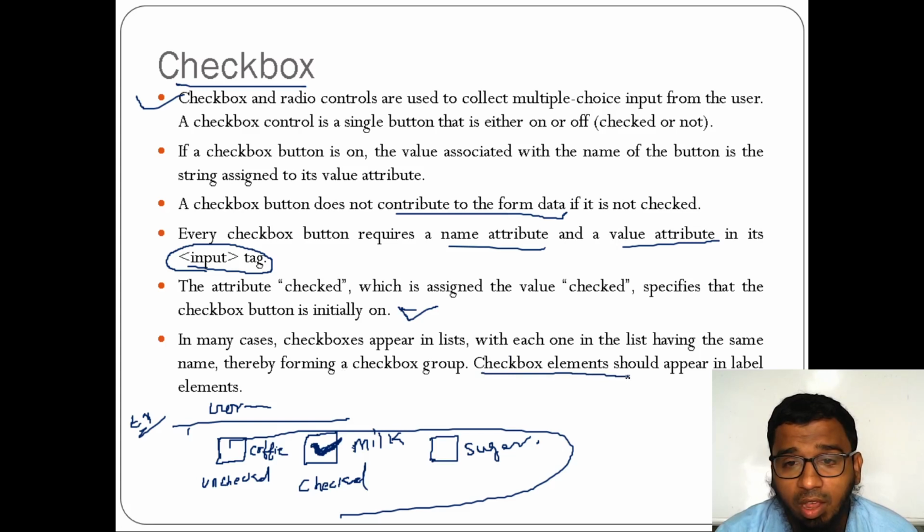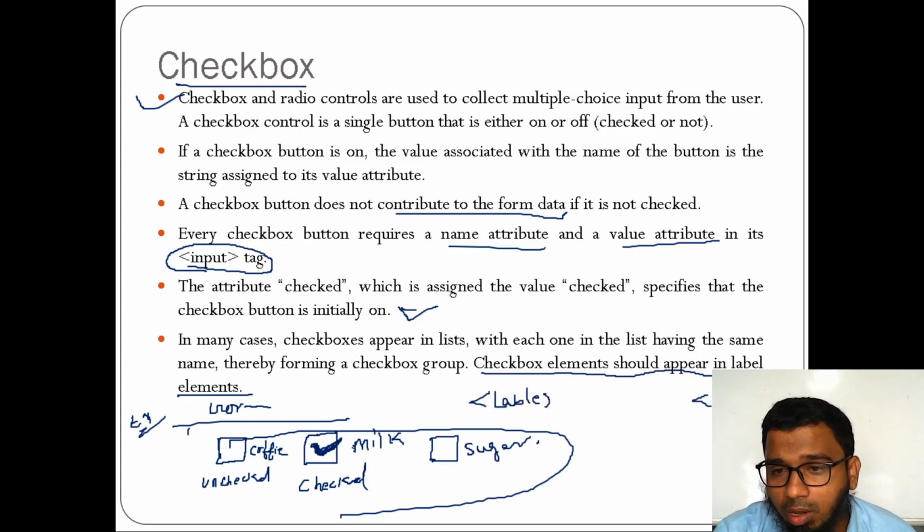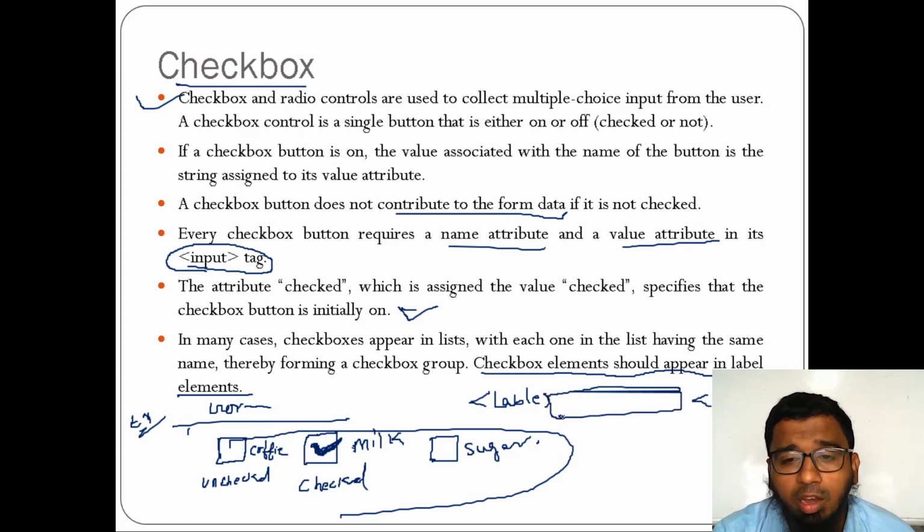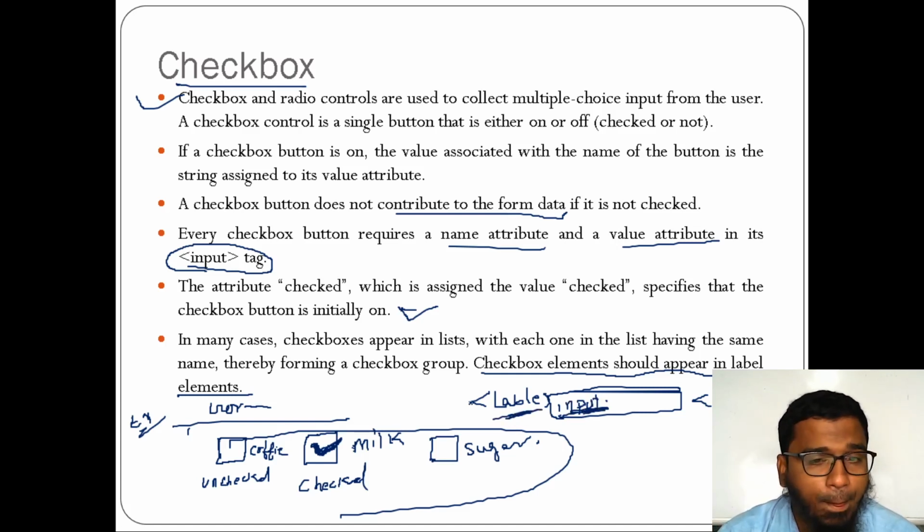Checkbox element should appear in a label element, okay. Label element is nothing but a label tag, slash label tag. In between this you need to write the input, okay. In the last class we saw how to encapsulate input and label together. So this is about the checkbox.